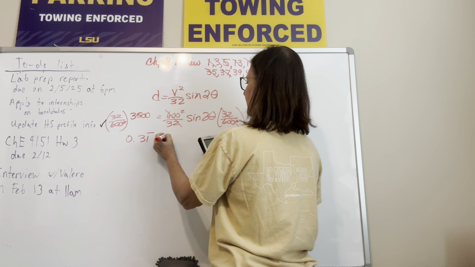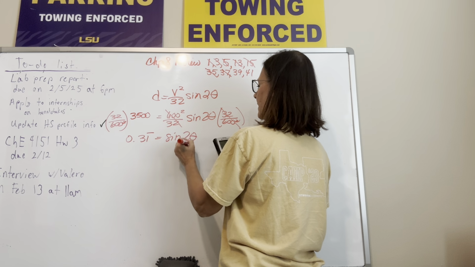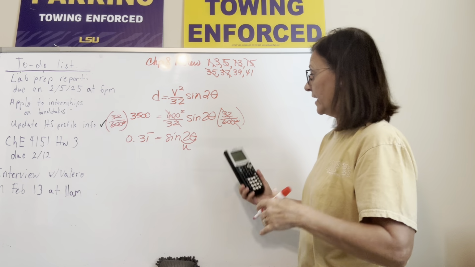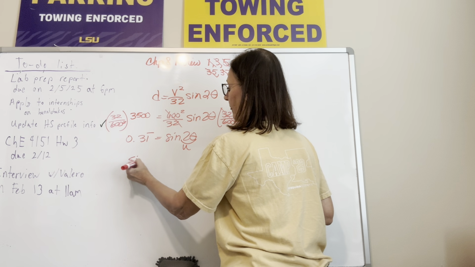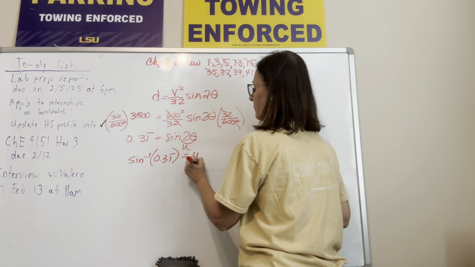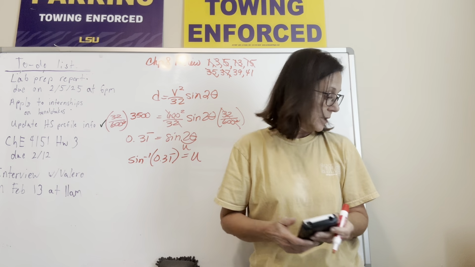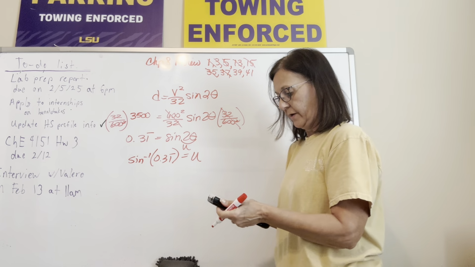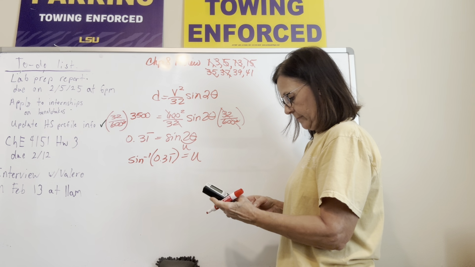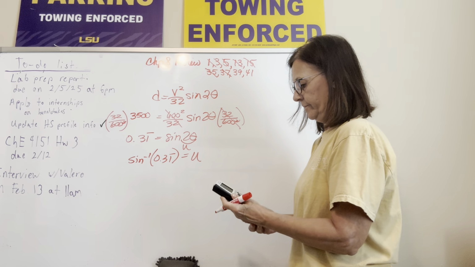So it's 0.31 repeating equals the sine of 2 theta. I'm just going to see that as u, and I'm going to solve for u. So I'm going to do the inverse sine of 0.31 repeating equals u. Then I'm going to go back and put 2 in. I bet it also gives us 2 angles. Okay. Shift sine. I'm going to just pop in that answer.